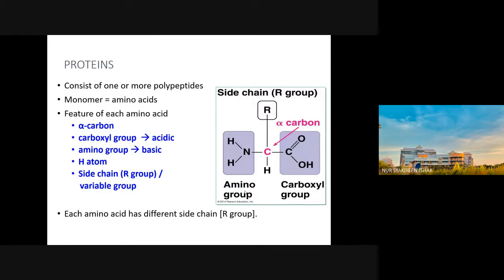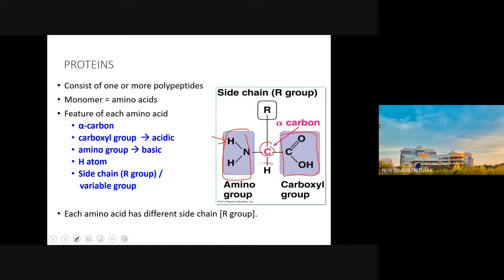Okay, each amino acid has the alpha carbon, the amino group, and the carboxylic group. The amino group contributes to the basic property of the amino acid, and the carboxylic acid contributes to the acidic property of the amino acid. So amino acid ni dia unique. It has both acid and base group, okay? Carboxyl and amino group, okay?